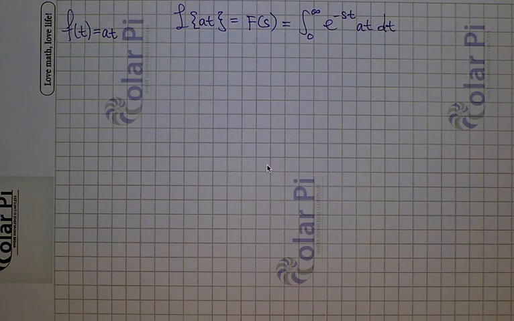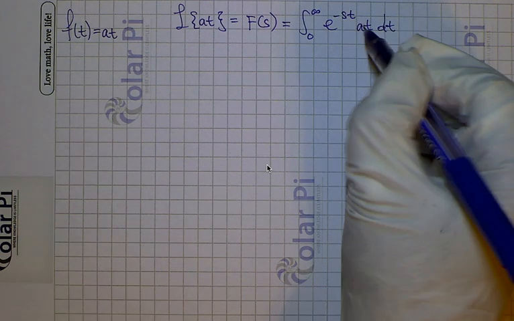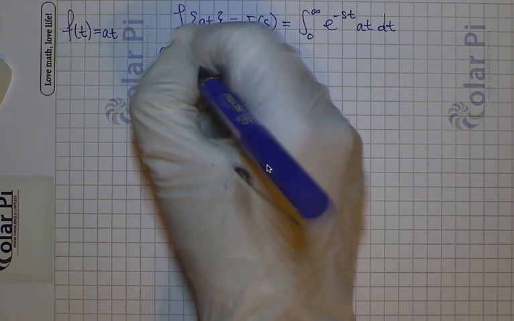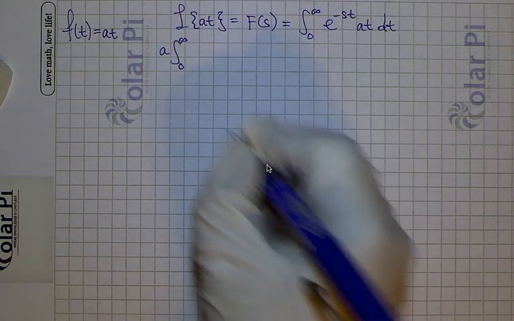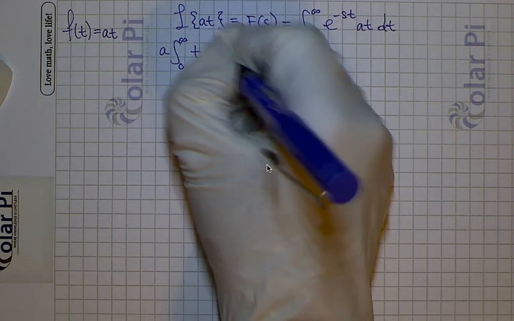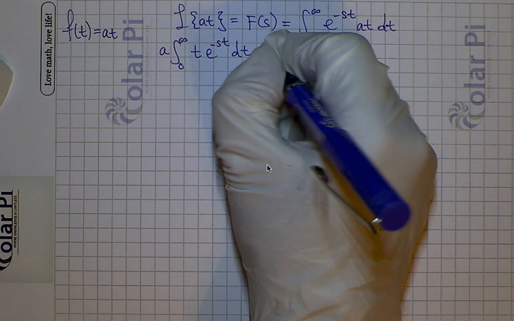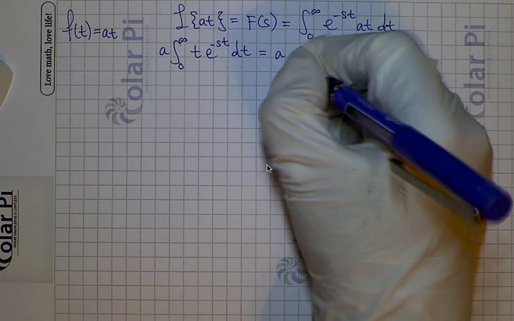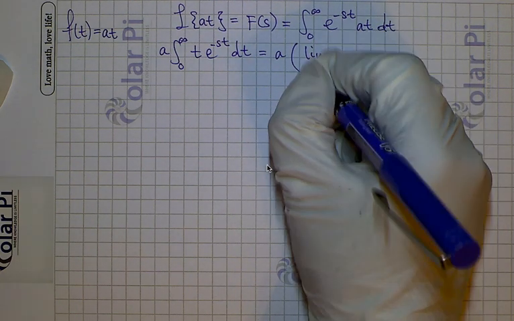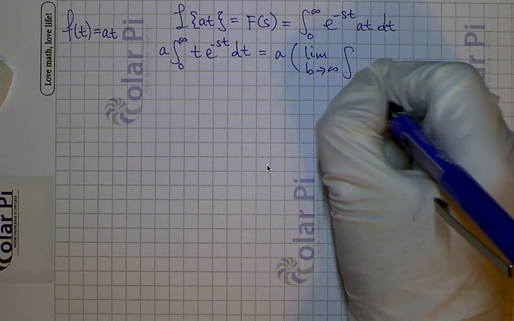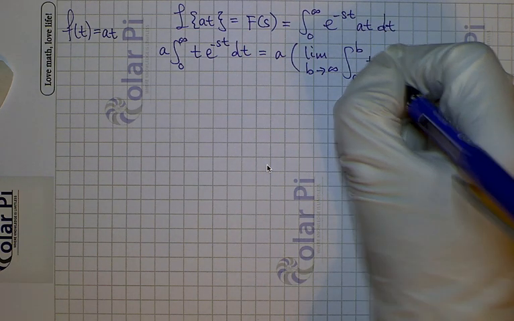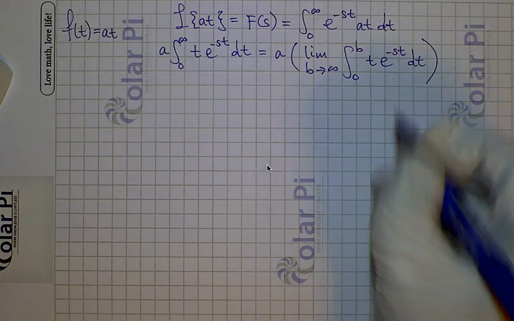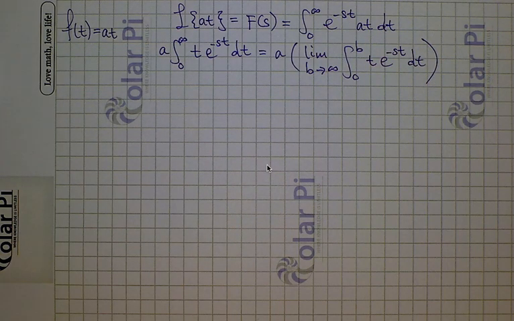Next, we know that we can take out this constant and write it in front of the integral. So what we have is the same as a times the integral from 0 to infinity of t times e to the negative st dt. Since this is an improper integral, just like we did in the first example, we rewrite it as the limit as b goes to infinity of the integral from 0 to b of t times e to the negative st dt. To deal with this integral, we just have to do integration by parts.